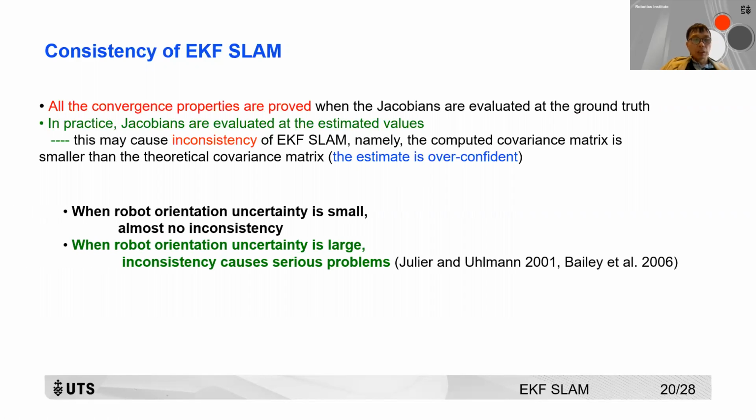This issue has been pointed out by people already, for example, as early as 2001. Some people talked about this inconsistency, and Tim Bailey pointed out this issue as well. And they also clearly pointed out that when the robot orientation uncertainty is small, there's almost no inconsistency. But when the robot orientation uncertainty is large, this inconsistency can cause serious problems.